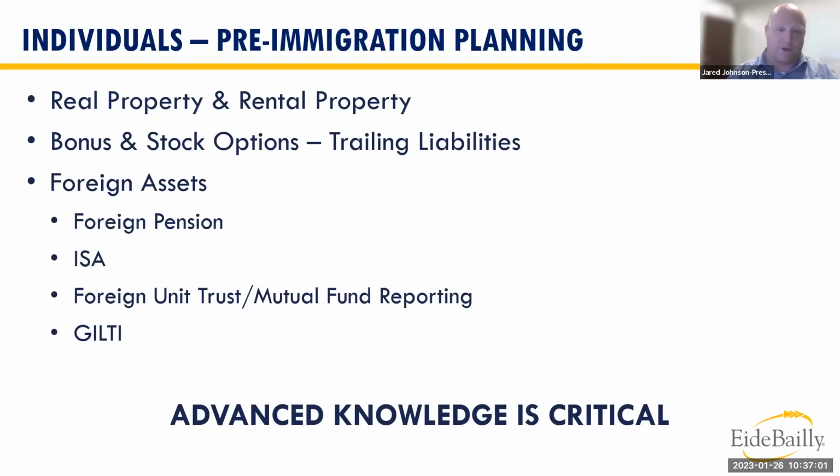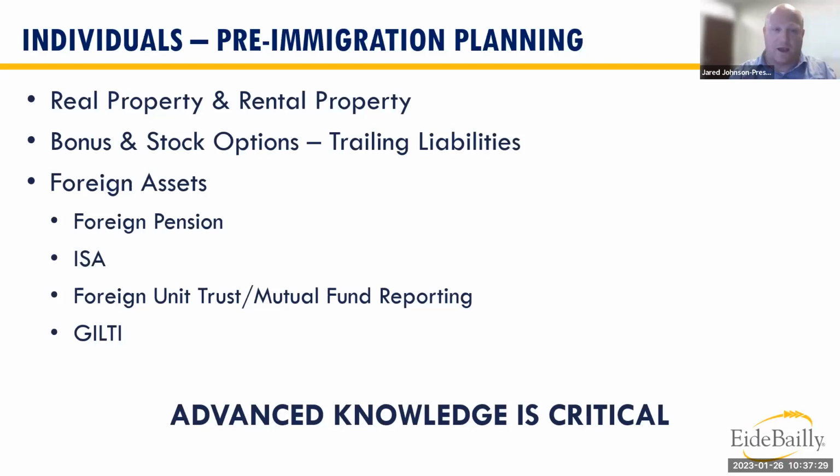Actually, it's the next item. Unit trusts and mutual funds are called PFICs in the US. So if you have UK unit trusts and mutual funds, you have PFICs, and PFICs could be included in that ISA too. And they are taxed very aggressively in the US, and the reporting is very difficult to comply with. They're not easy to report.